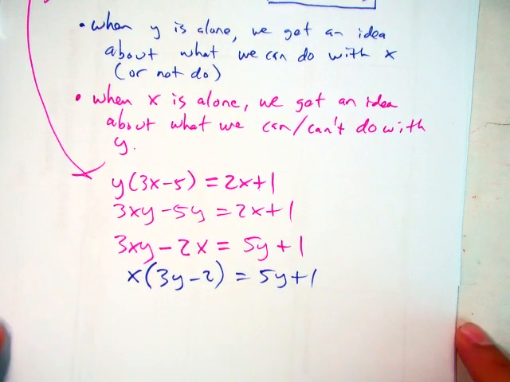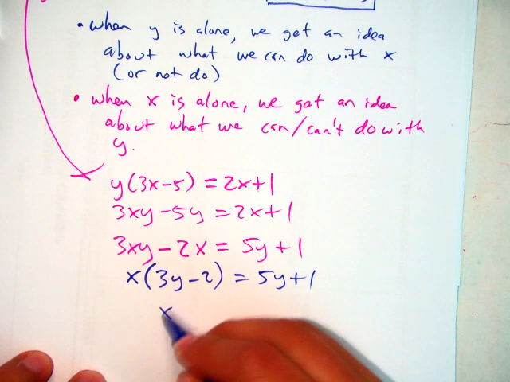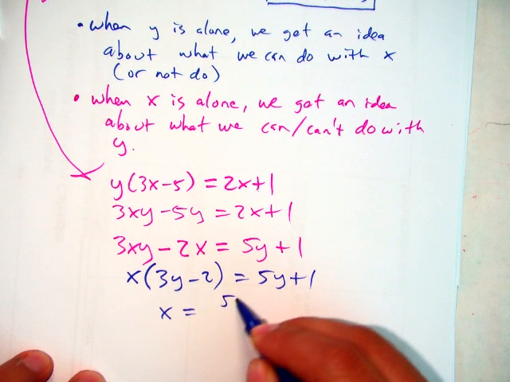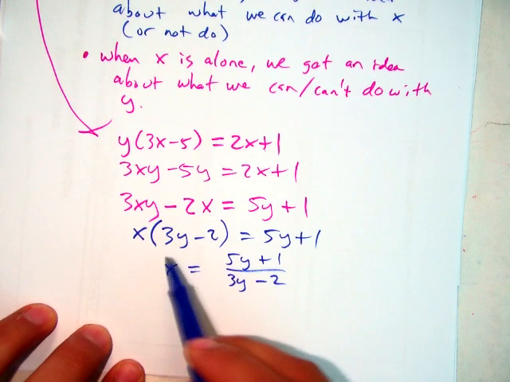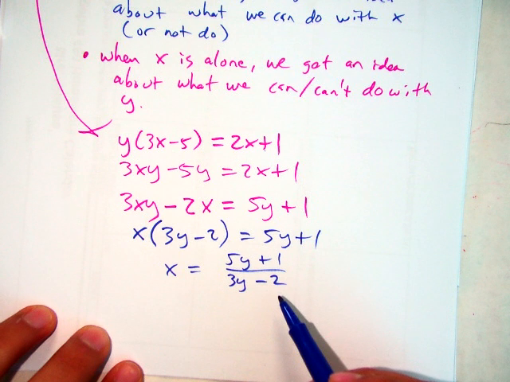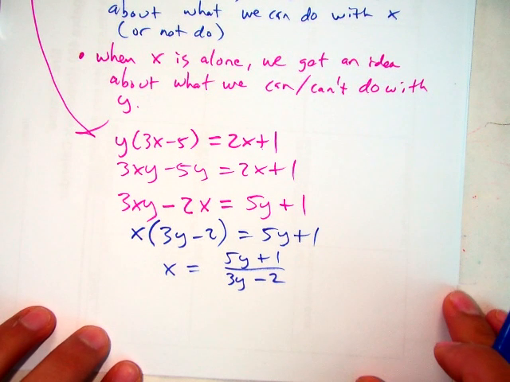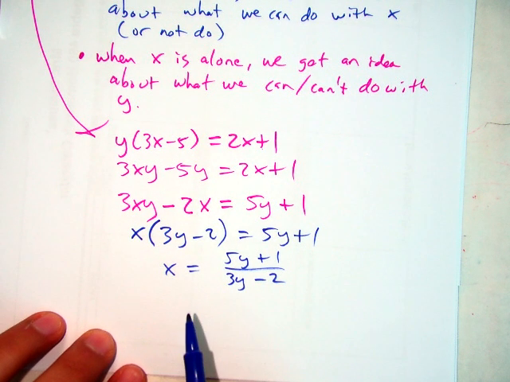He knows it's true. What's the last step I do? We divide because we just want x alone. So x equals 5y plus 1 over 3y minus 2. And you see, now we have this relationship that tells me how all the x's are related to the y's. Okay. Put it back into a fraction.